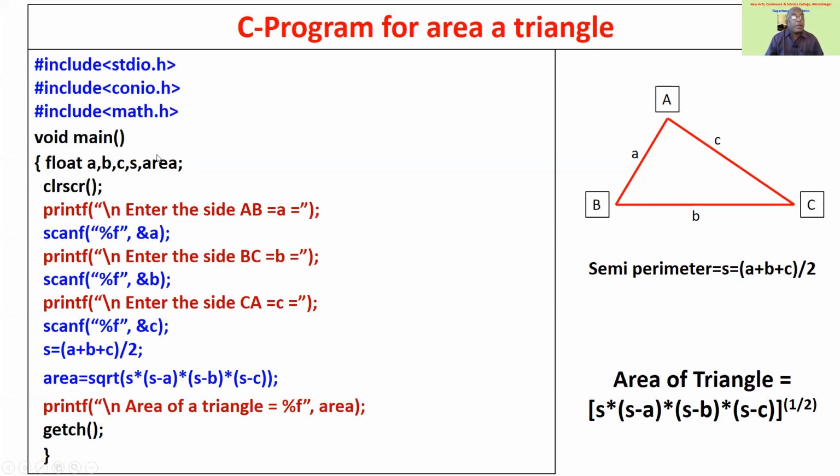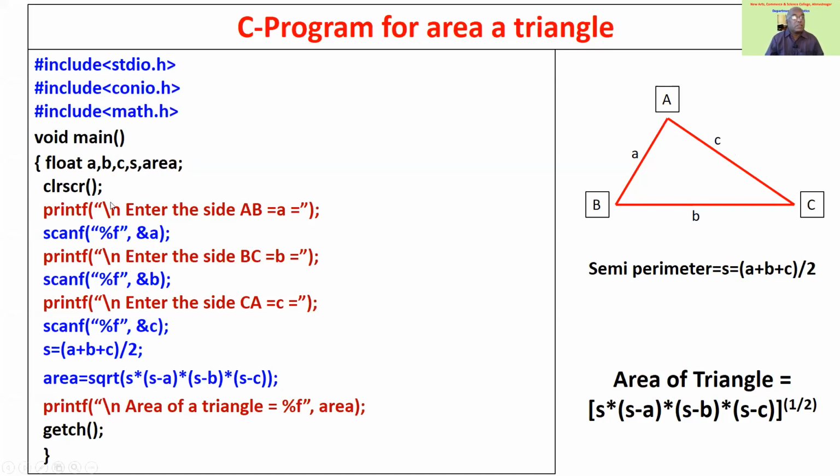Void main, float A, B, C. These are the three sides A, B, C. I am also using S for the semi-perimeter and area for the area of a triangle. So A, B, C are my input variables, S is my intermediate calculation, and area is my output. Accordingly I have defined the variables.